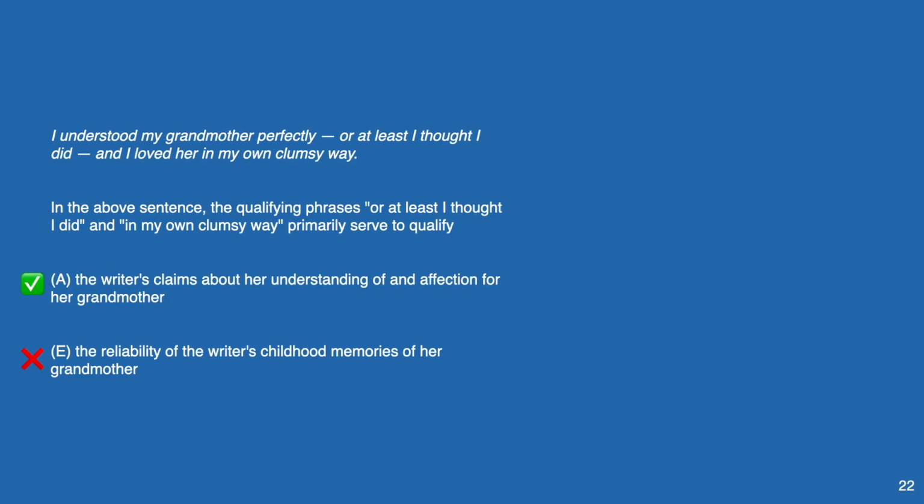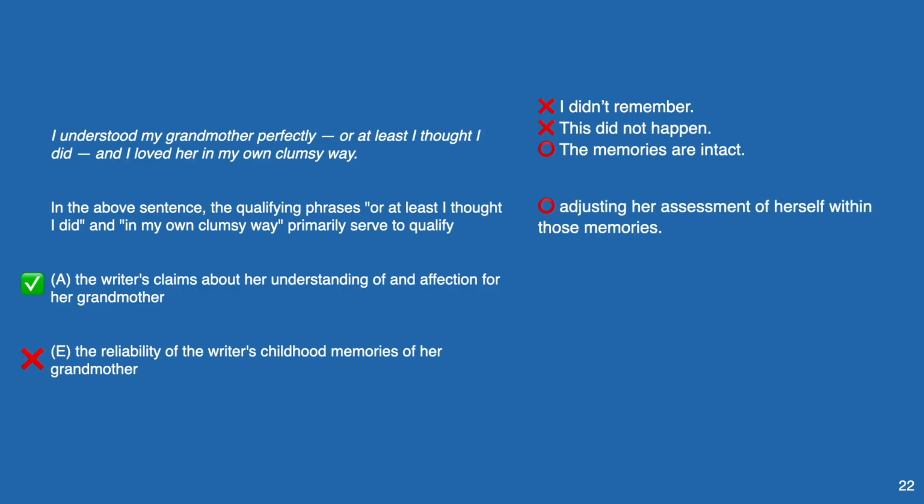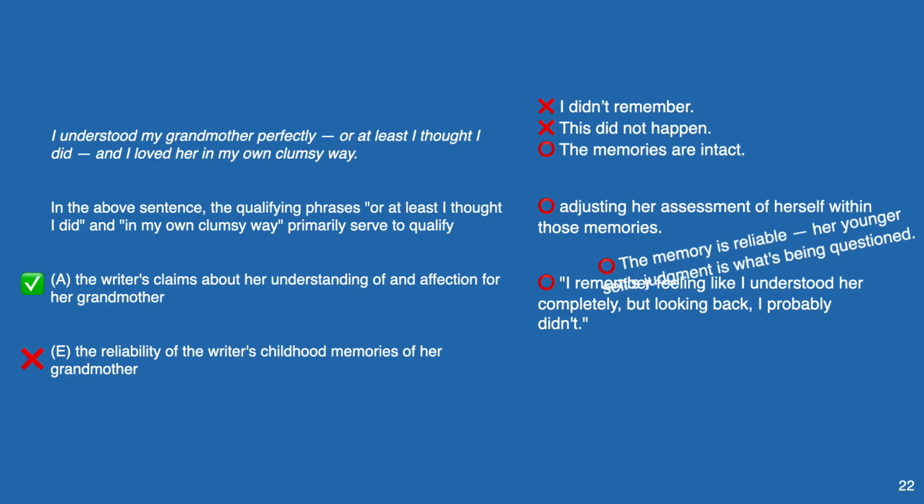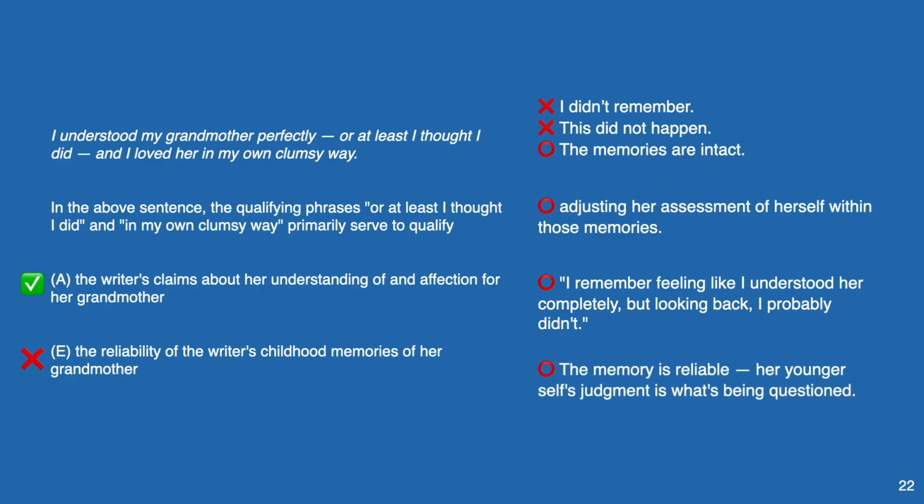Now, many students would pick E, the reliability of the writer's childhood memory. The problem is the writer clearly remembers understanding her grandmother and loving her. She's not saying, I can't remember, or maybe this did not happen. The memories are intact. What she's adjusting is her assessment of herself within those memories. "Or at least I thought I did" means I remember feeling like I understood her completely, but looking back, I probably did not. Her memory is reliable. Her young self's judgment is being questioned.